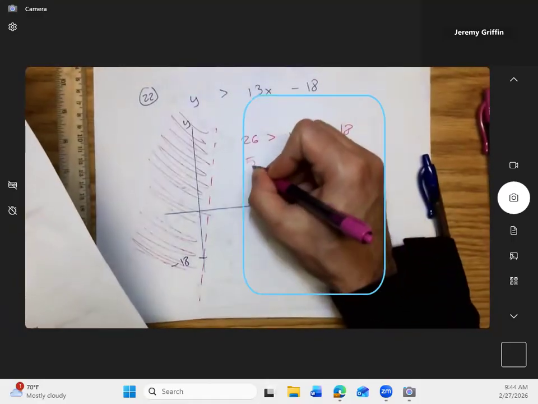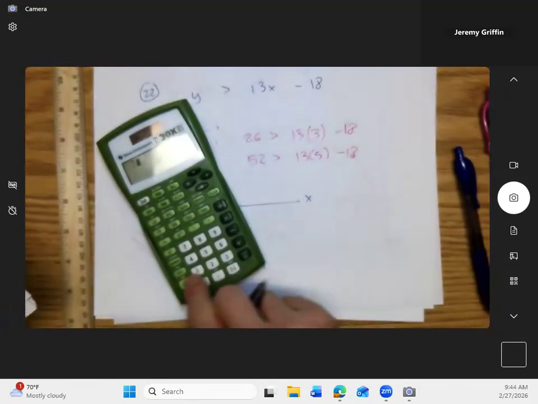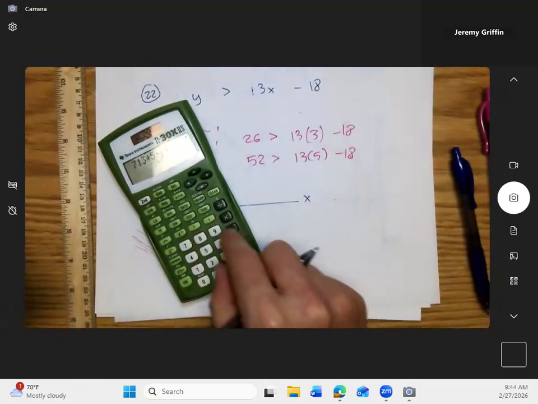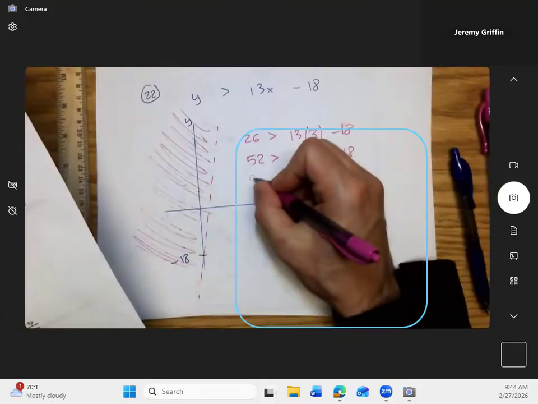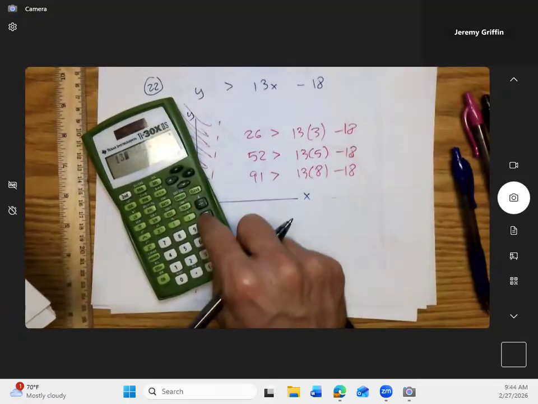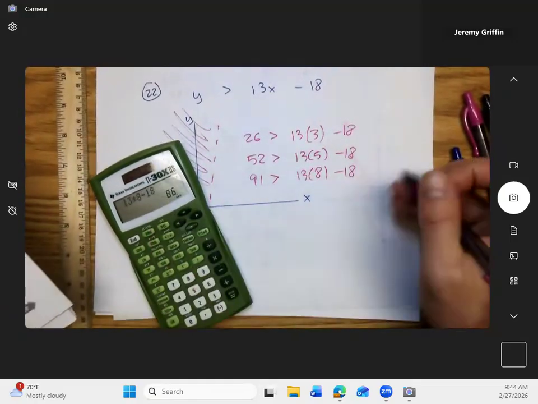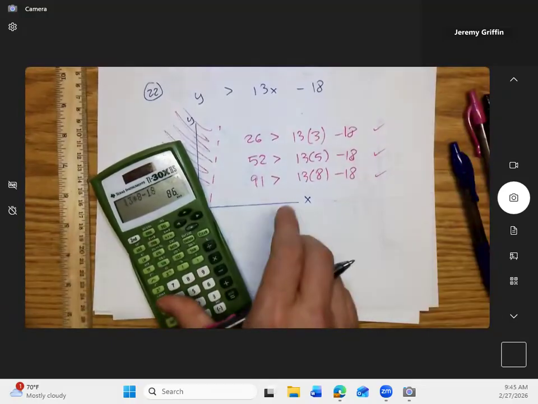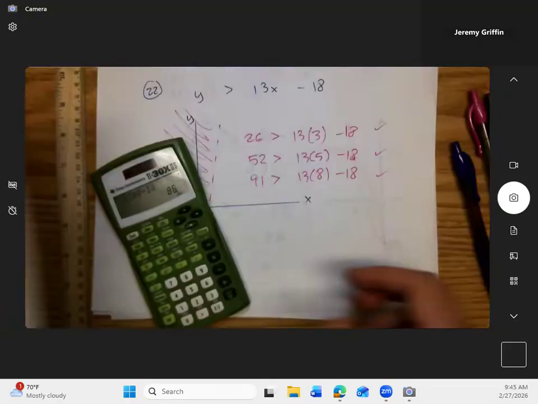So that's all right. Let's check the second point. 5, comma 52. So 52 should be greater than 13 times 5, again, minus 18. What's 13 times 5 minus 18? That's 47. 47 is less than 52, so that works. And this last point, 8, 91. Is 91 greater than 13 times 8 minus 18? All right, so 91 is greater than 86. So that also works. Now, all these other tables, there would be at least one point that fails. All right, you guys go with that?